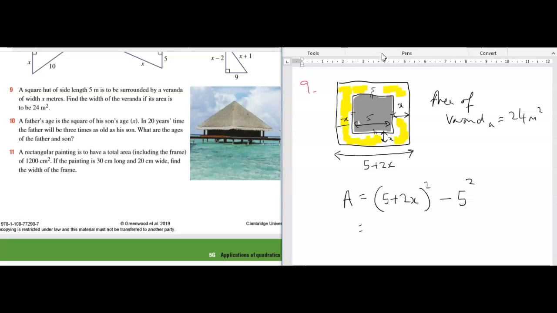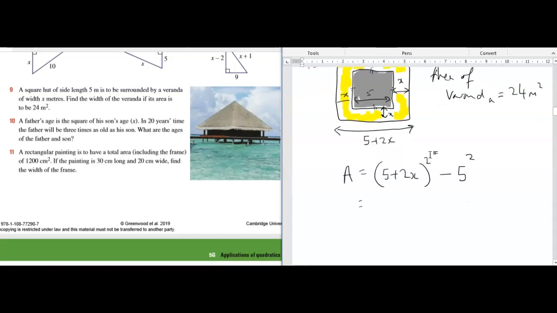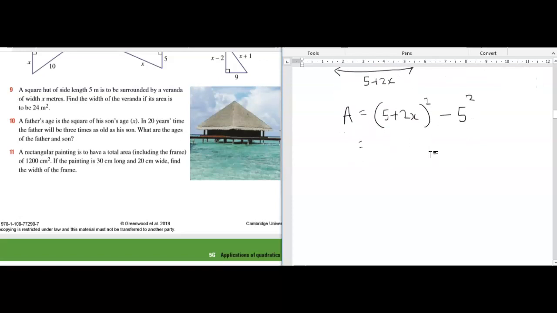All right, so let's just tidy things up a little bit. Now the area had to be 24, so I can put in 24 here. I'm going to expand this bracket. Now I should have really written 2x first, but I feel like I'm going to make a mistake if I cheat. So 20x plus 25 minus 25. Okay, all right, let's tidy up a little bit.